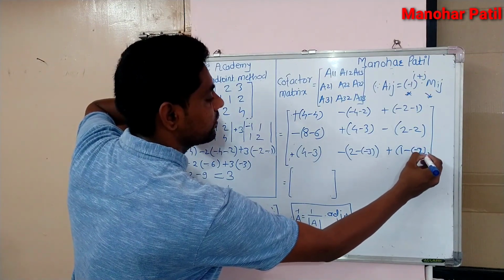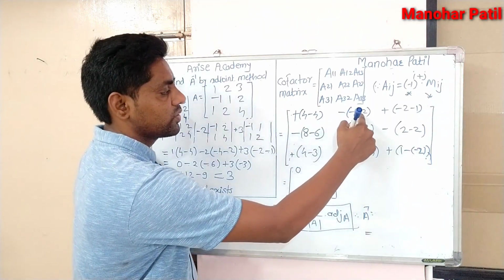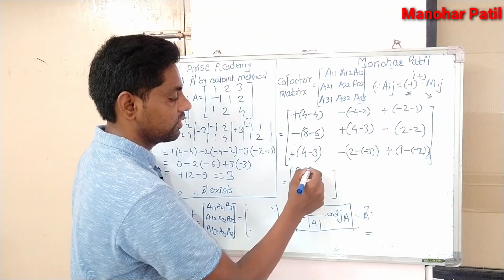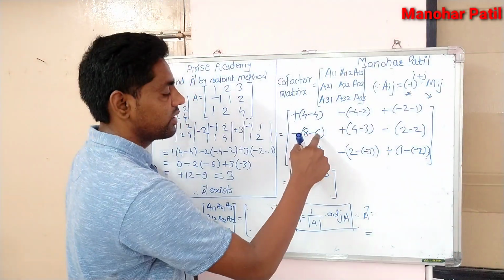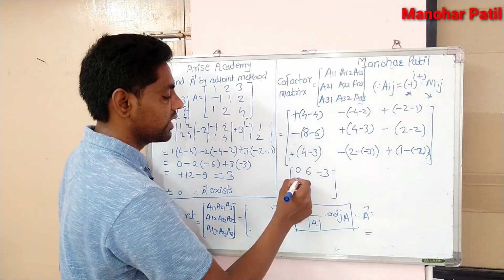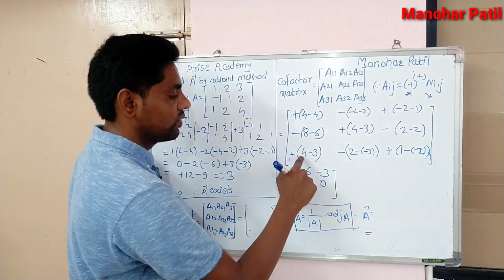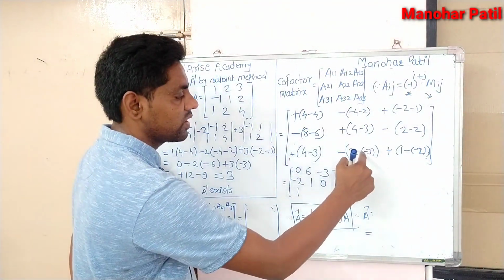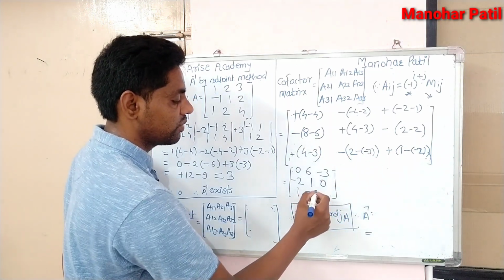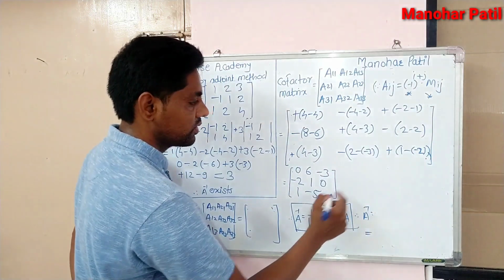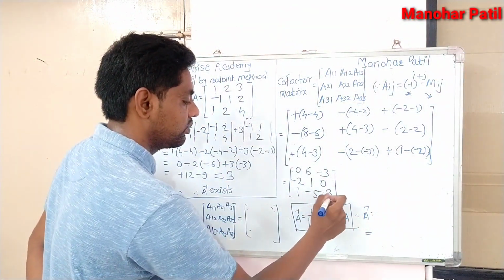So 4 minus 4 becomes 0, minus 4 minus 2 is minus 6, minus minus again plus 6, minus 2 minus 1 is minus 3, 8 minus 6 is 2, and multiply by this minus sign, minus 2. 4 minus 3 is 1, 2 minus 2 is 0, 4 minus 3 is 1, minus minus becomes plus, 2 plus 3 is 5, and multiply by this minus sign, so minus 5. Minus minus becomes plus, so 2 plus 1 is 3. So we get the cofactor matrix.